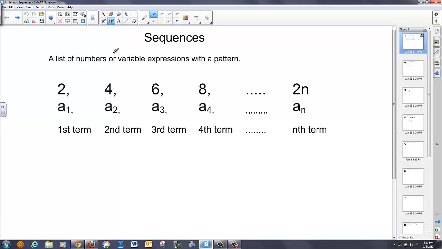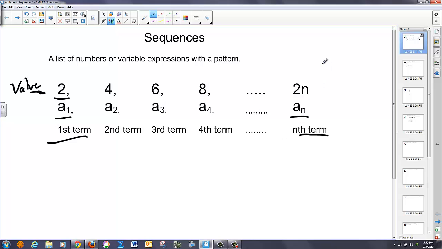It's basically just a list of numbers or variables with some kind of pattern. So you see below this sequence here of 2, 4, 6, 8. These are the values in the sequence. The first term being 2 is notated A subscript 1, in other words meaning the first term. So the second term, notated A subscript 2, is 4, and so on and so on until we get to this last term, which we typically call the nth term, notated A sub n.